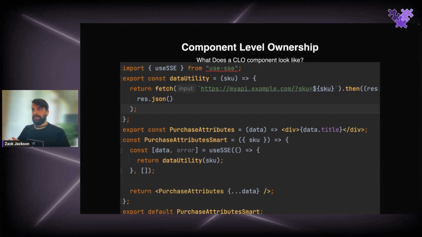So inside of a component level ownership component, this is kind of what I would almost export out. The idea would be, okay, I have some kind of a data fetching utility. However, I'm going to actually get the information that's being requested. I make that available just in case.